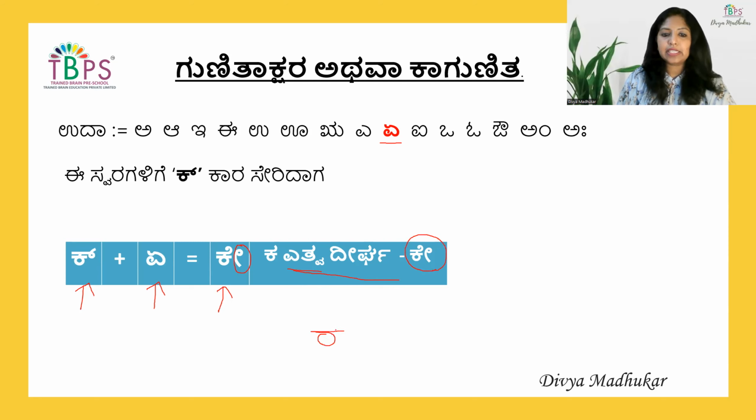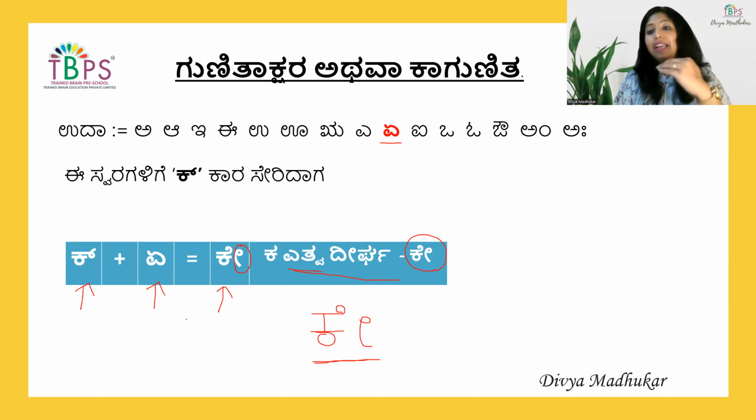So how do I write it? So you need to write ka etva and a dheerga. So when both of them are read together, it is ka etva dheerga ke.